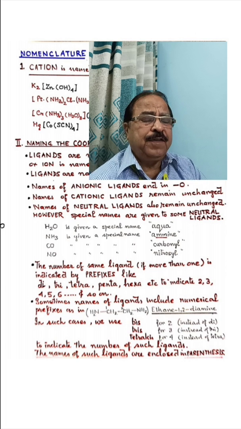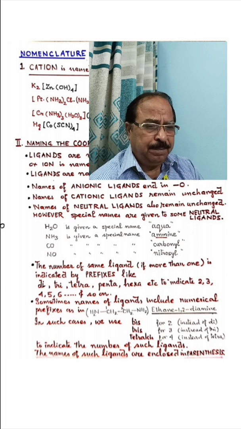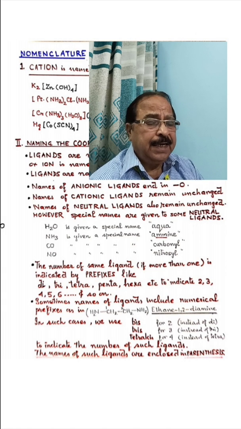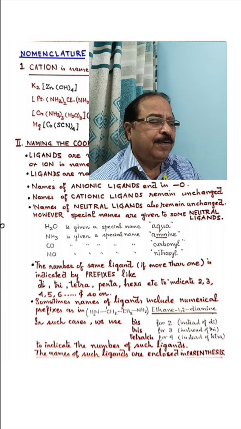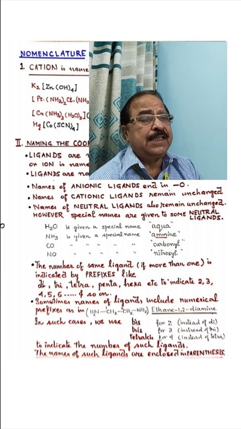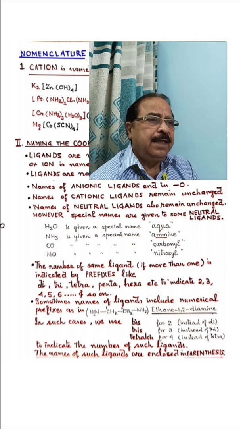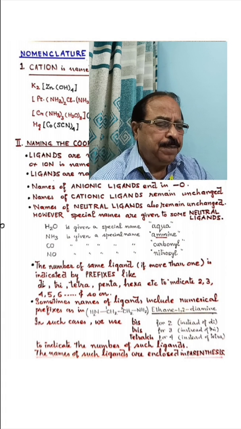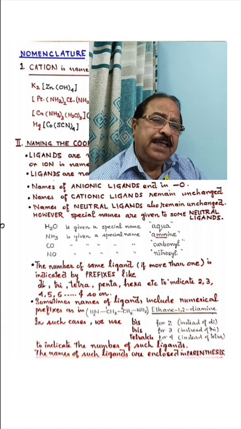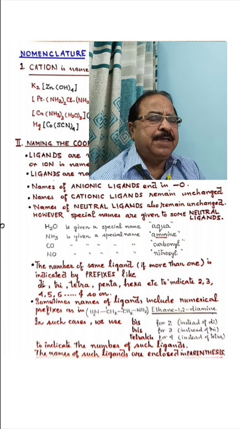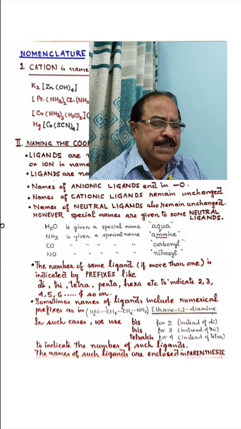Similarly, if an ammonia molecule is present as a ligand, then we name it as ammine, AMMINE. Be sure that the spelling has a double M. If there are 6 ammonia molecules present as ligands, we will say hexaammine. Similarly, if the ligand is CO, we name it as carbonyl. If the ligand is NO, we name it as nitrosyl. So some special names have been given to certain neutral ligands.